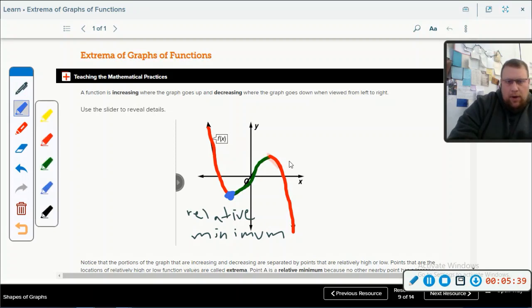And then we have the point where it goes from increasing to decreasing. It's that top of the hill. So this is the bottom of the valley. This is the top of the hill. That is called a relative maximum.